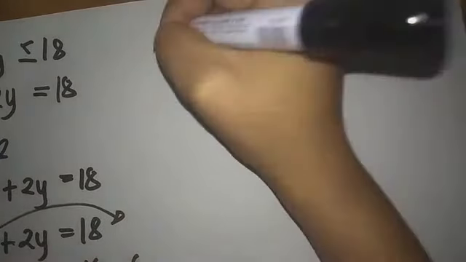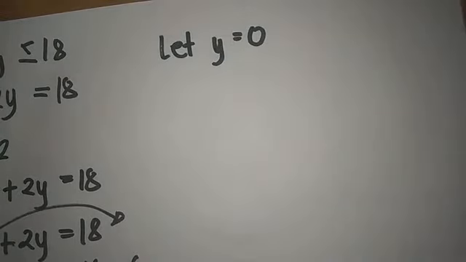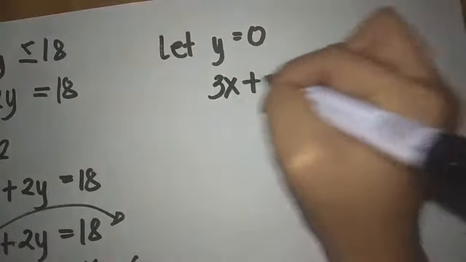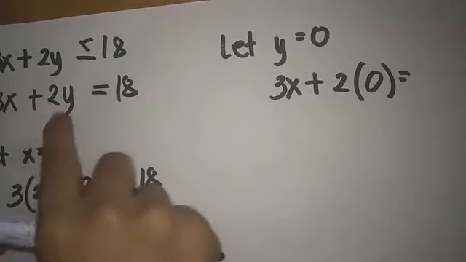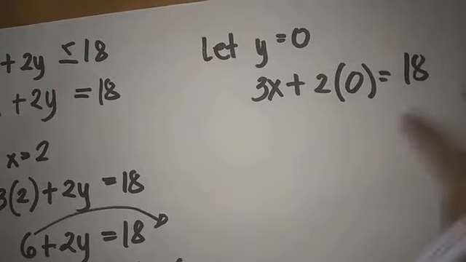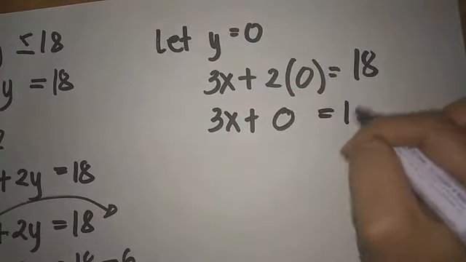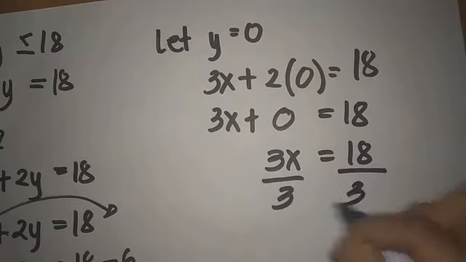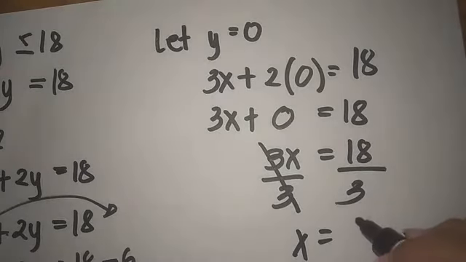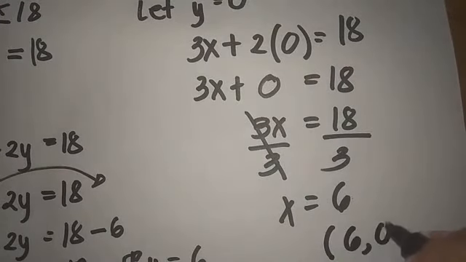Next, we let y is equal to 0. Wala naman kasi siyang given na y. So, we have 3x plus 2 times 0 is equal to 18. So, 3x plus 2 times 0 is 0 is equal to 18. So, 3x is equal to 18. Divide both sides by 3. Cancel. So, x is equal to 6. So, therefore, ang solution set ay 6 and 0.